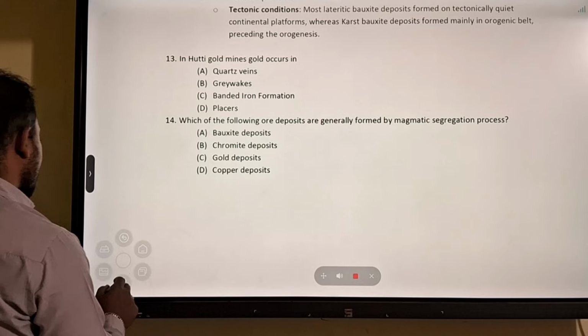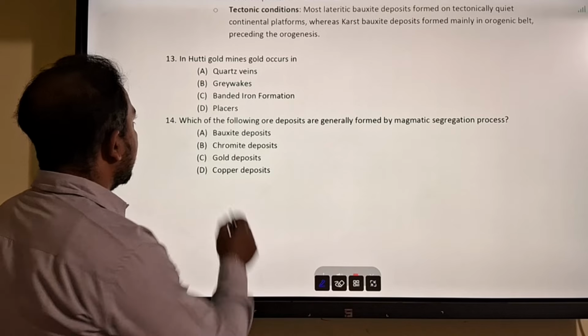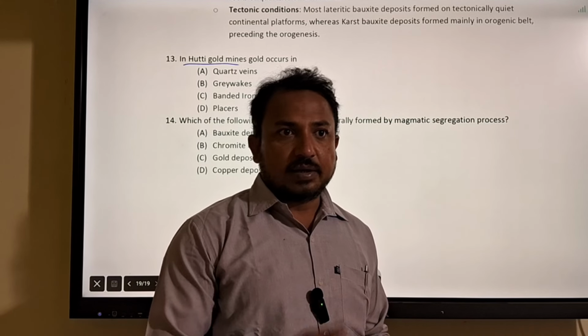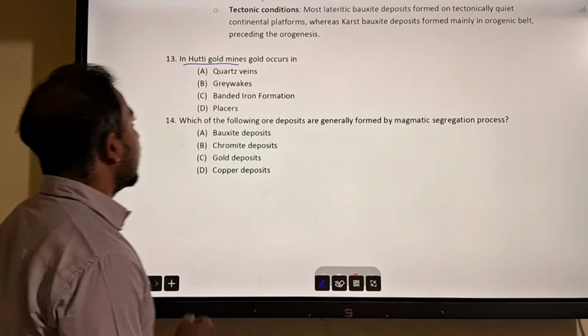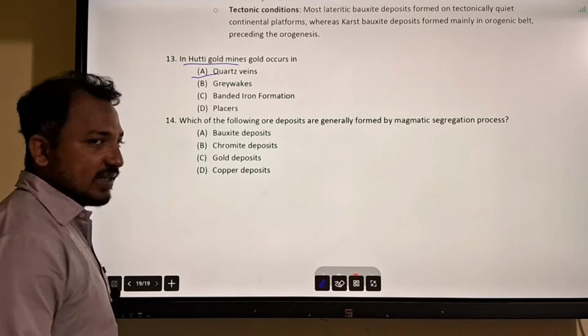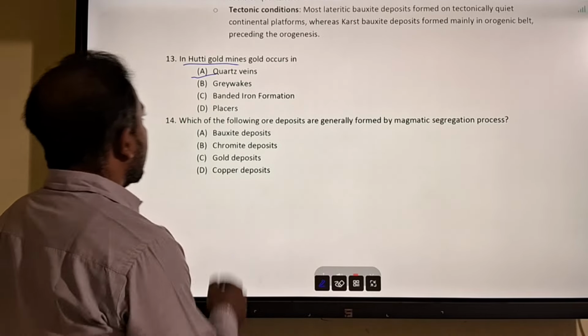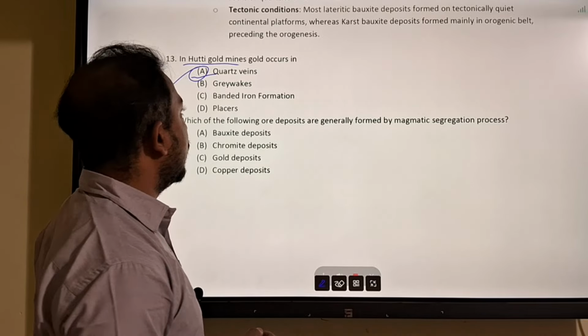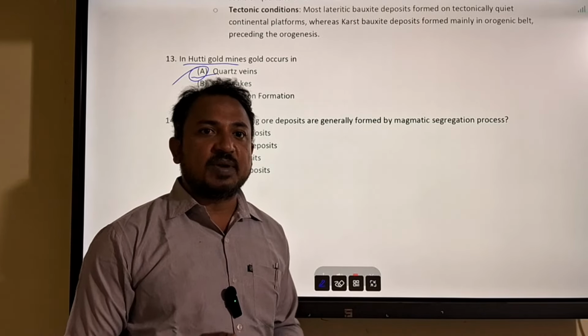Then comes your Hutti goldfield mines. Hutti goldfield and Kolar goldfield mines are in the Dharwar, in the eastern Dharwar, where gold is deposited along quartz veins. Remember, quartz veins produce gold deposition, which is of hydrothermal origin.